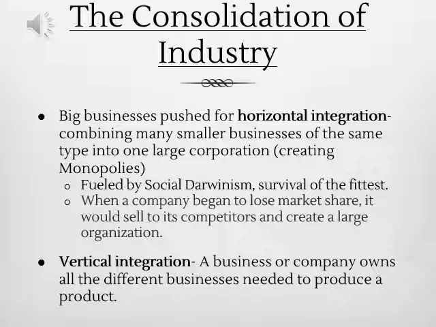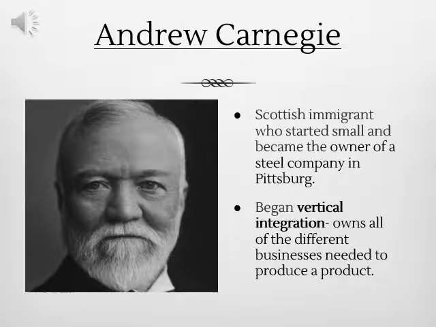Vertical integration, however, was when a business or company owns all the different businesses needed to produce a single product. Industrialist and steel tycoon Andrew Carnegie, a Scottish immigrant who started small and became the owner of a steel company in Pittsburgh, a company which helped build many of the monuments, like the Brooklyn Bridge and the Empire State Building with its steel. He began what was known as vertical integration, where he owned all of the different businesses needed to produce a particular product.